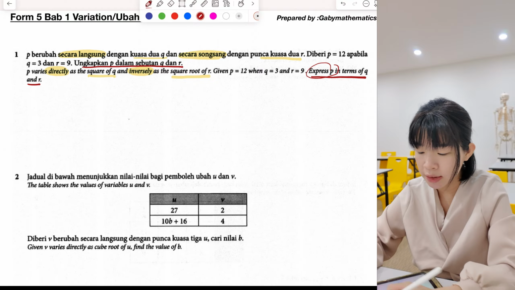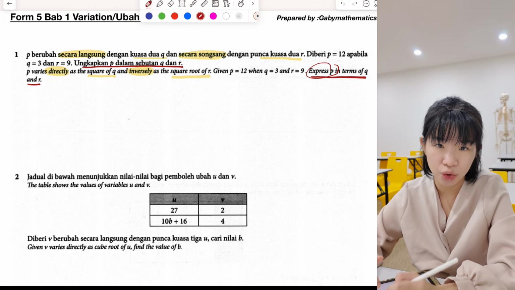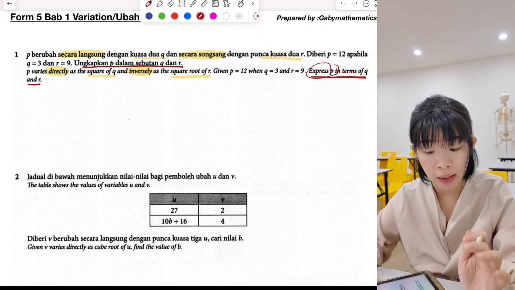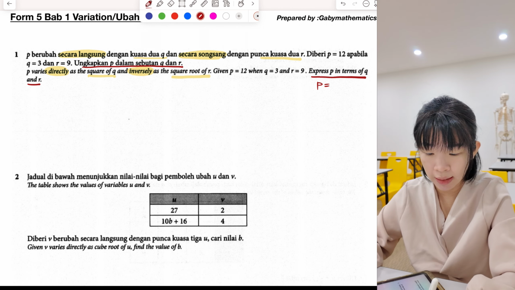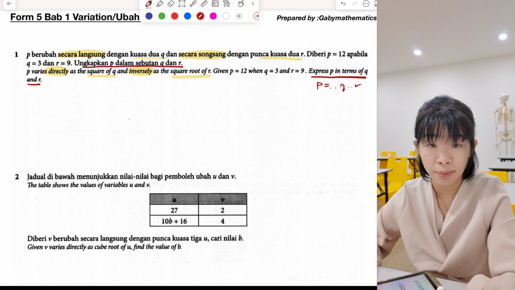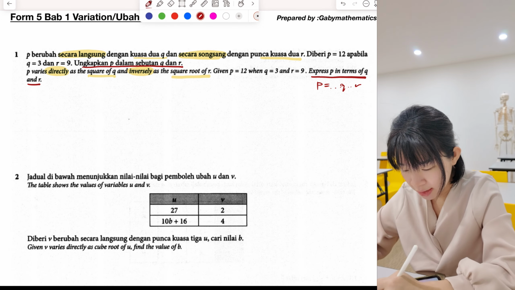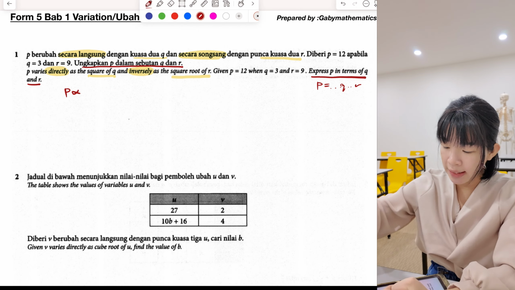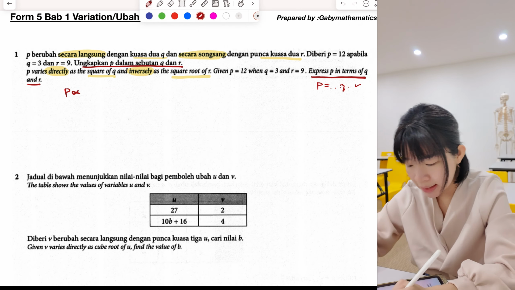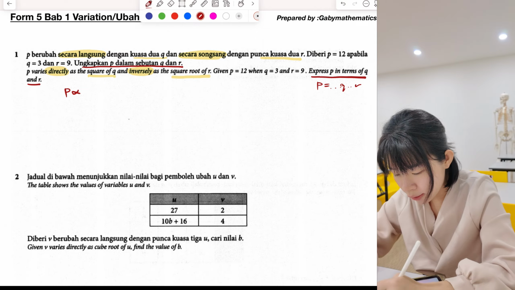So when you see the words express P, ungkapkan P, it means they want us to write the answer in equation only. So we just have to leave our answer as P equals something in Q and R. So this is called express P. Okay, so the first thing we write is P varies, put this symbol, directly. So directly, secara langsung, you just write whatever they say. So they say Q square, square of Q, Q square.